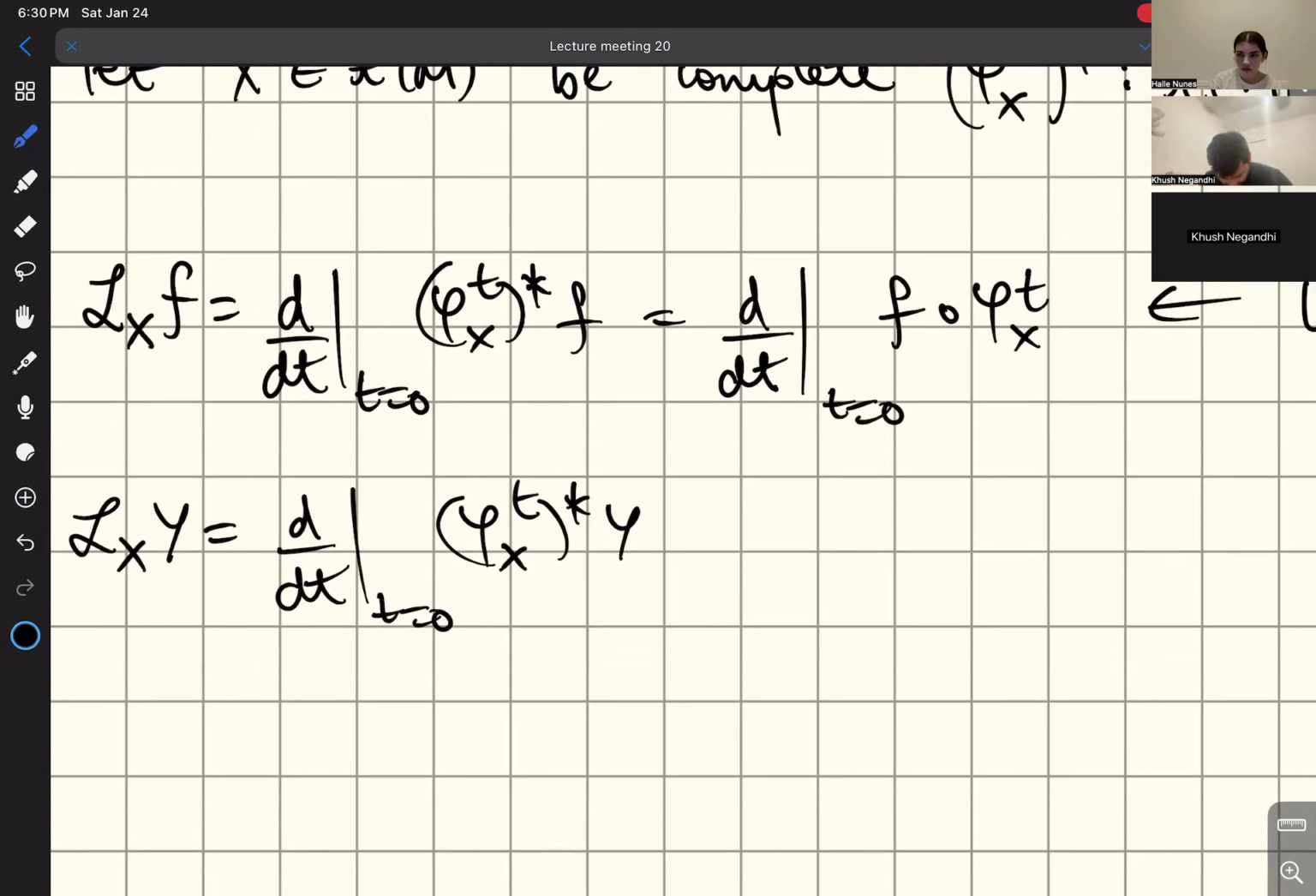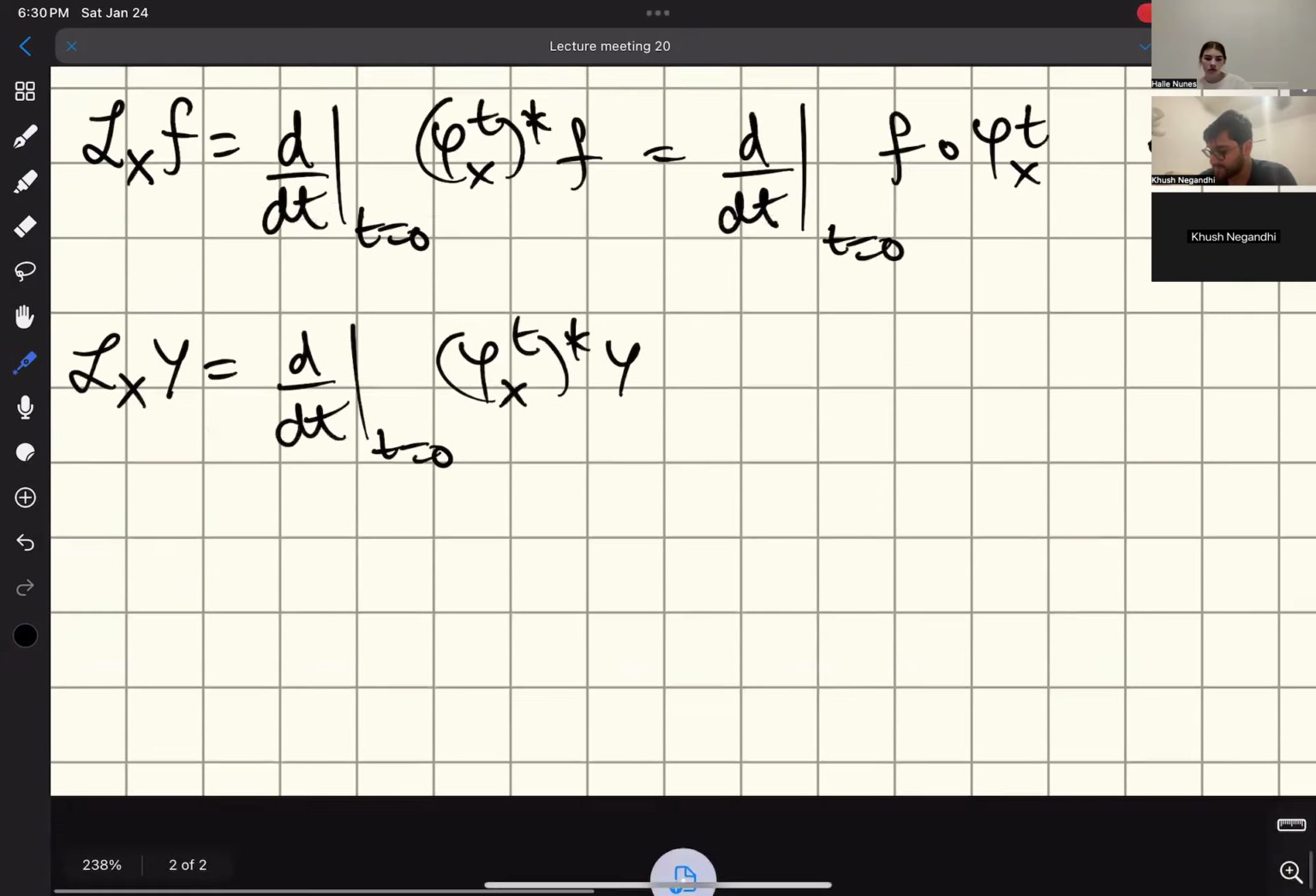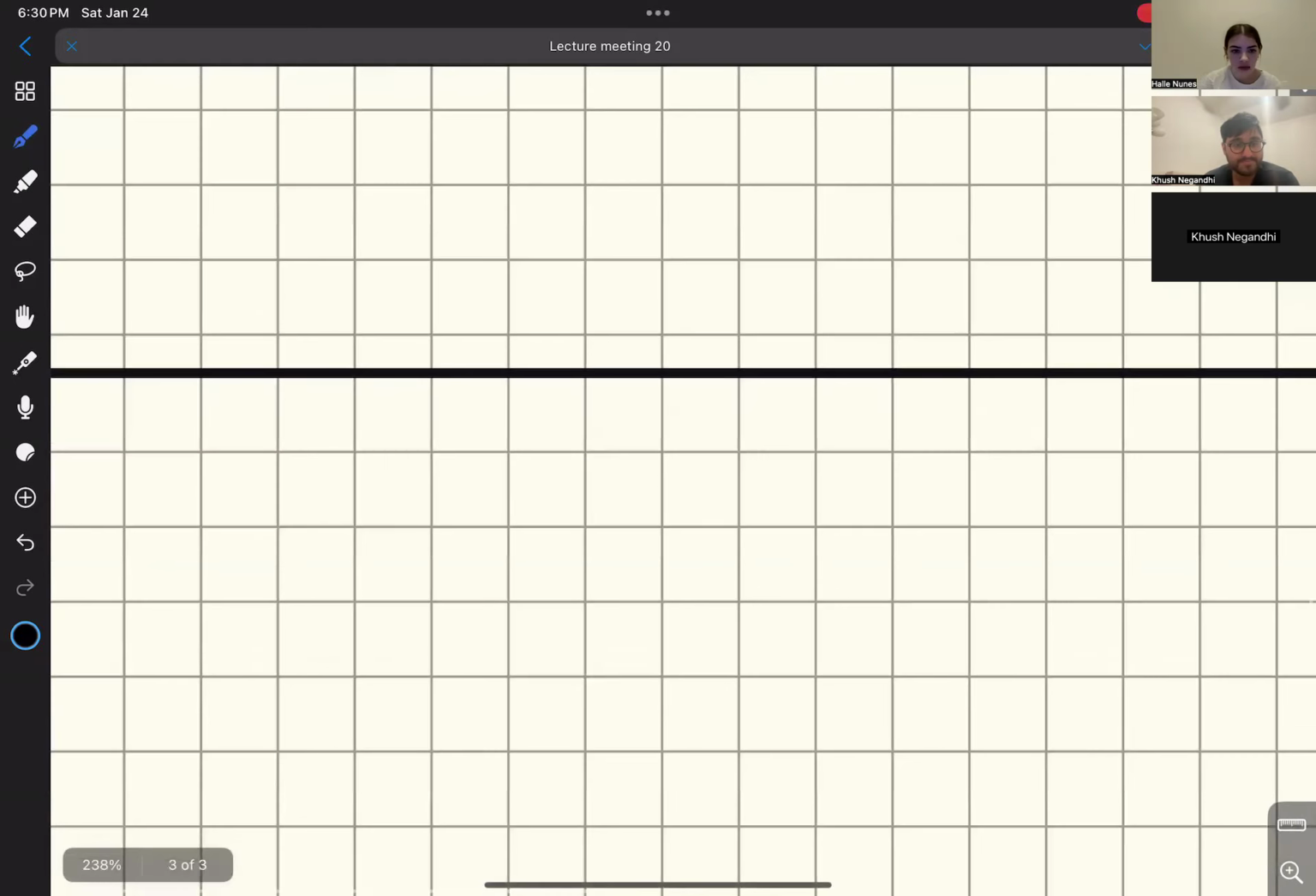But why am I introducing this? So one, this now gives us a way of measuring how much Y changes in the direction of X, right? I mean, that's very important. Another thing is we'll see that this thing actually has a very nice expression that we can evaluate.